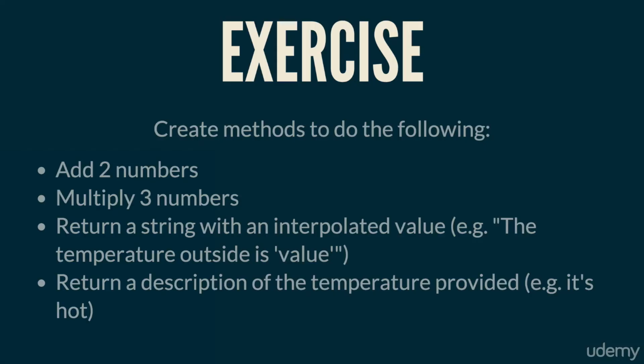Let's practice our understanding of methods with an exercise. I'd like you to create several methods to do the following. The first, simply add two numbers together. Then, one to multiply three numbers. The next, return a string with an interpolated value, e.g. the temperature outside is value. You can do whatever you like in this case.